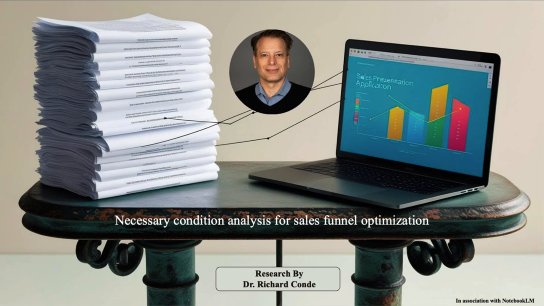Probably not. First of all, NCA relies heavily on having accurate and reliable data. So to get those ceiling lines right and to pinpoint the right necessary conditions, you need a solid data collection process in place. And you need to make sure your data is clean and consistent. So garbage in, garbage out, as they say. Exactly. And even with good data, interpreting those bottleneck tables and understanding the real-world relevance of those necessary conditions that you find can be tricky.